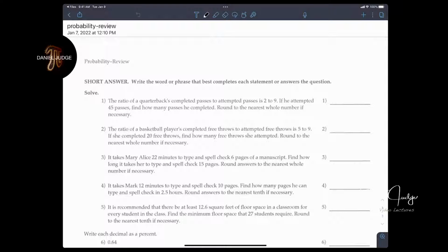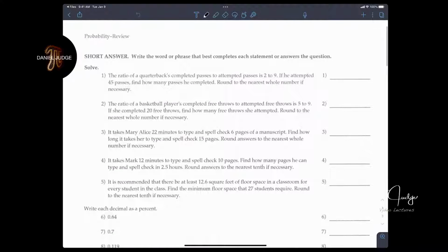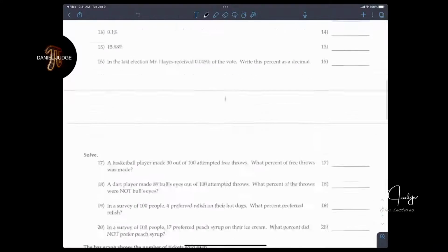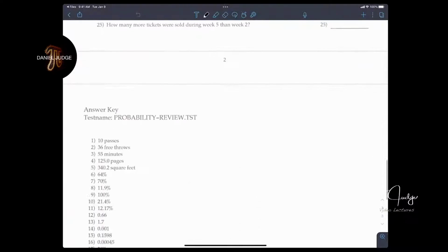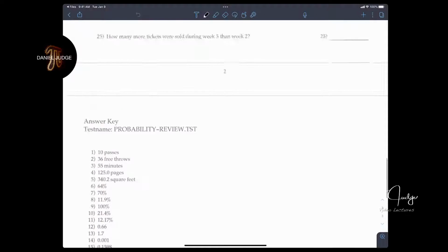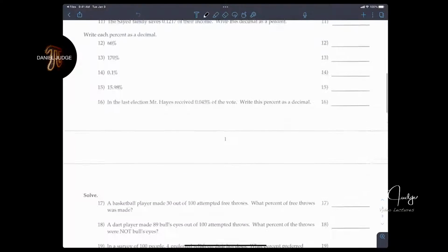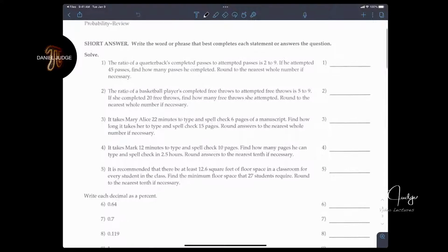Okay, here are the solutions for the probability review worksheet that I promised you guys I would work on and get to you. So let's take a look at this and see what we can come up with. Now remember, you do have the answers. They're at the end of this worksheet, all the way down here. We're going to see how to go about getting some of these answers, and it's going to be based on the work that you guys saw in that video.